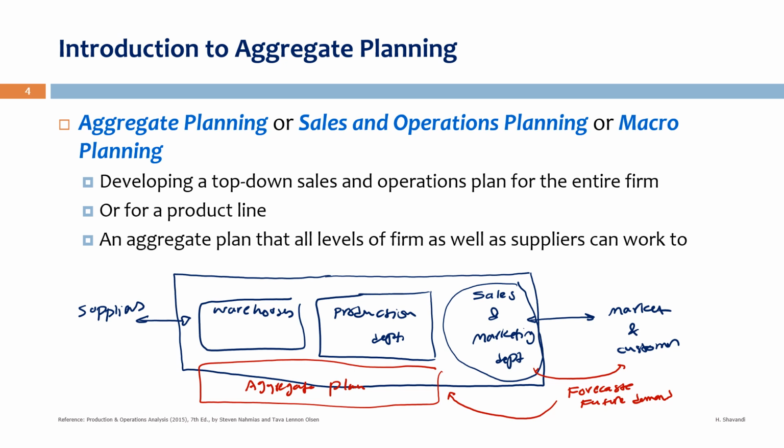And then here actually the production department will work with this plan. The warehouse or inventory control also will work with this plan, and also the suppliers actually can work with this plan. So this plan will plan and control actually the whole process from supplying the material and parts into the warehouse and then production line. So this is what we mean here by having an aggregate plan.